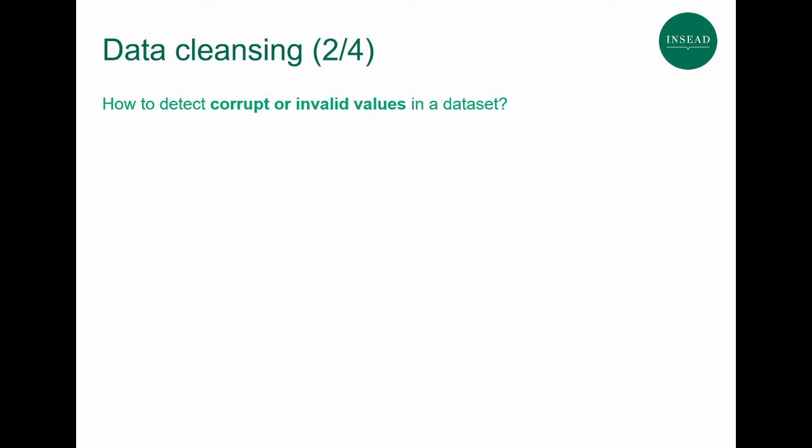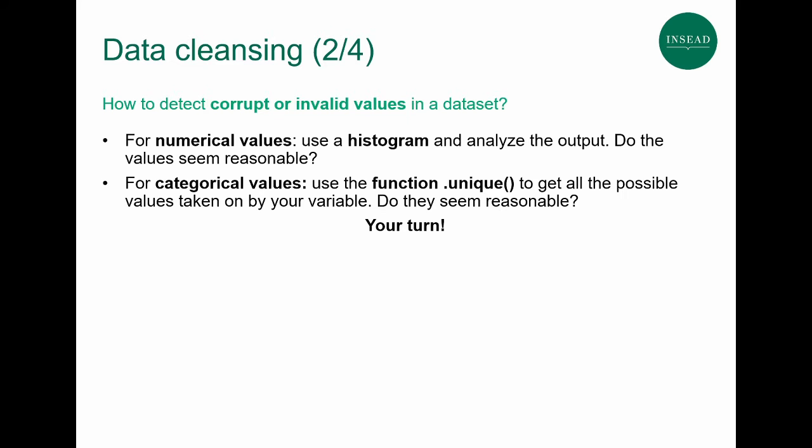So let's start off with how to detect corrupt or invalid values in a data set. To do that, it really depends on what kind of features you have. If you have numerical features, you would typically use a histogram and check out the output. Again, I don't care about the distribution of the data. I'm just checking to see if there are values there that seem completely crazy.